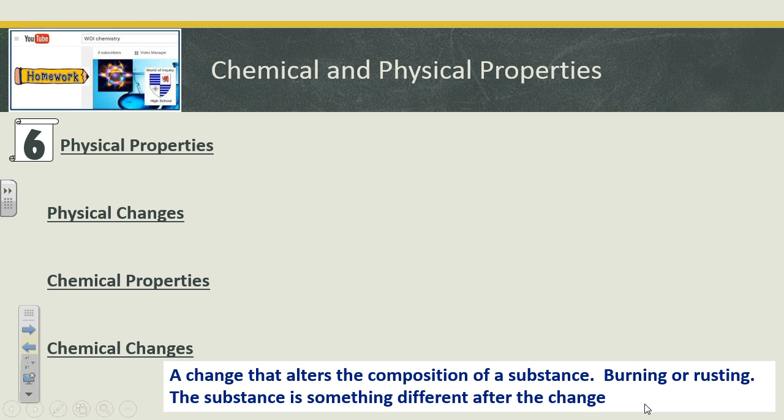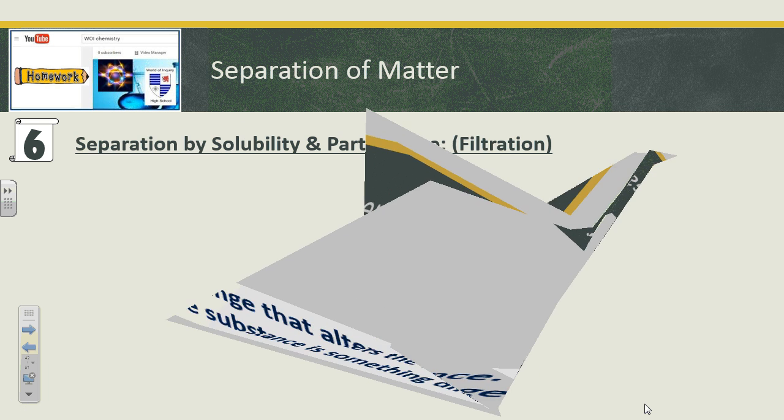It's a change that alters the composition of a substance. Burning or rusting are great examples. When I take paper and I burn it, it's no longer paper when it's done burning. Now it's ash and carbon dioxide and water. When iron rusts, it's no longer iron anymore. It's oxidized. So now it's actually rust on the outside. The substance has to become something different after the change. That's a chemical change. We're just going to need a little bit of practice so we can differentiate between physical changes and chemical changes and how we go about doing them.